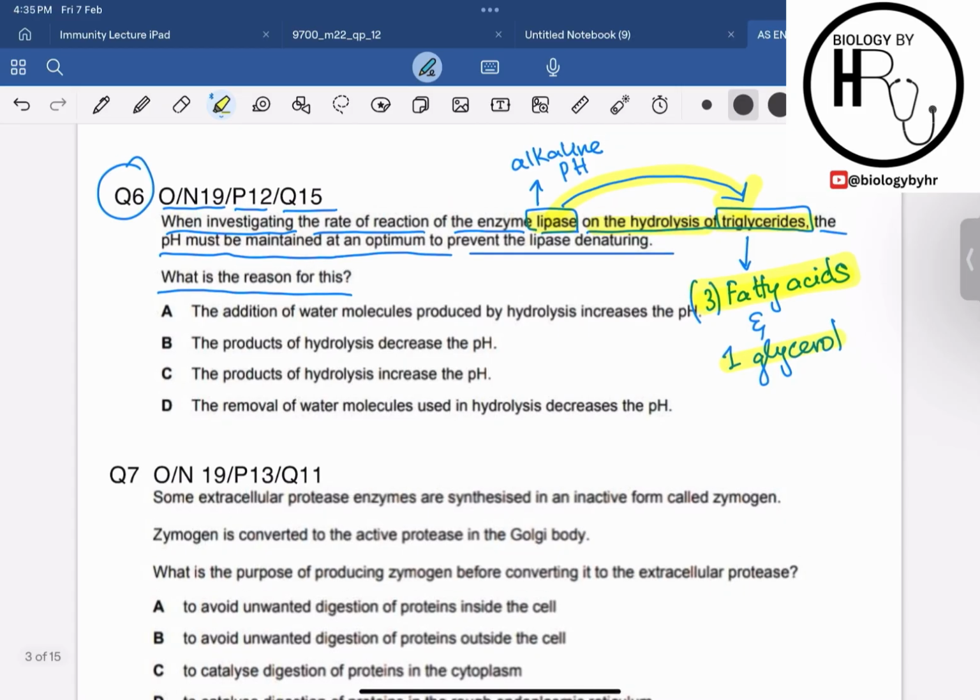Why? Because lipase is adapted to work in the alkaline pH, and fatty acids will lower the pH and make it more acidic. So the correct answer here, the reason to maintain the optimum pH to prevent the denaturing of the lipase, is that the products of the hydrolysis decrease the pH. What are the products of hydrolysis? Fatty acids and glycerol, and fatty acids make the pH more acidic and the lipase can denature in it. So hence the correct answer over here would be option B. The products of hydrolysis decrease the pH.